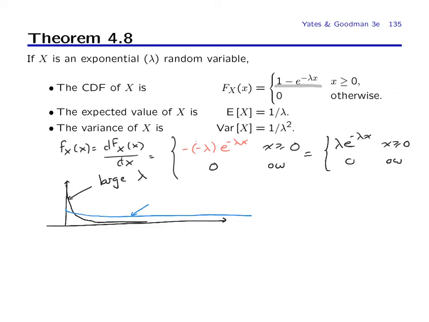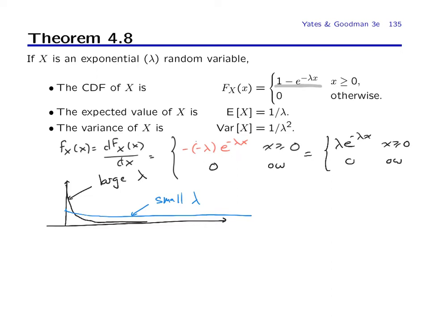This is small lambda. And it looks funny that these lines cross, but what you have to remember is that for each PDF, the area under the curve is always equal to 1. So when lambda is small and the decay is slow, the peak value at x equals 0 also has to be low.